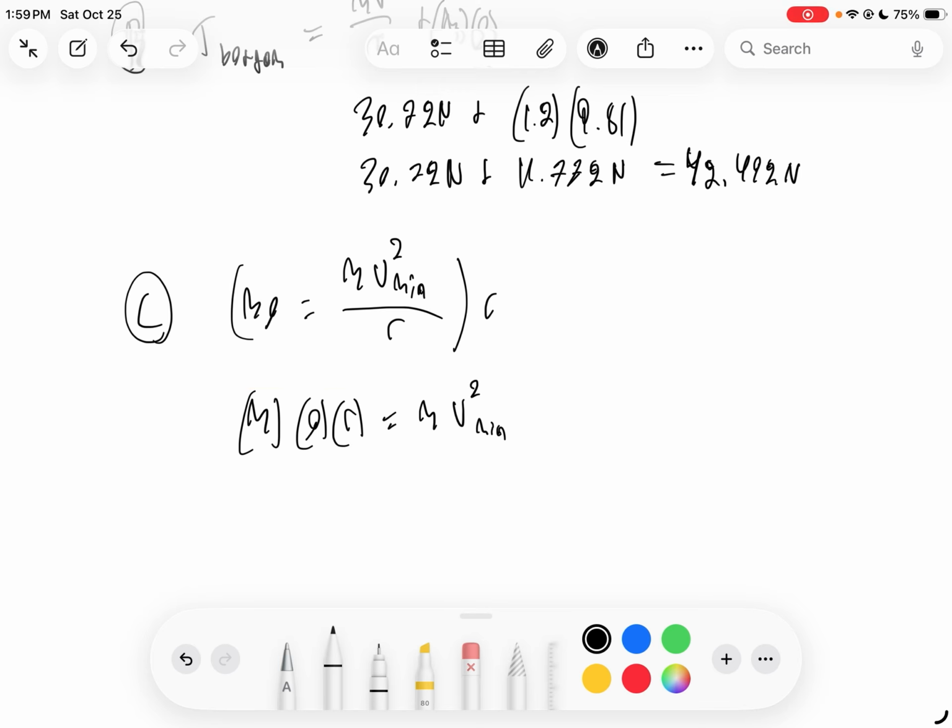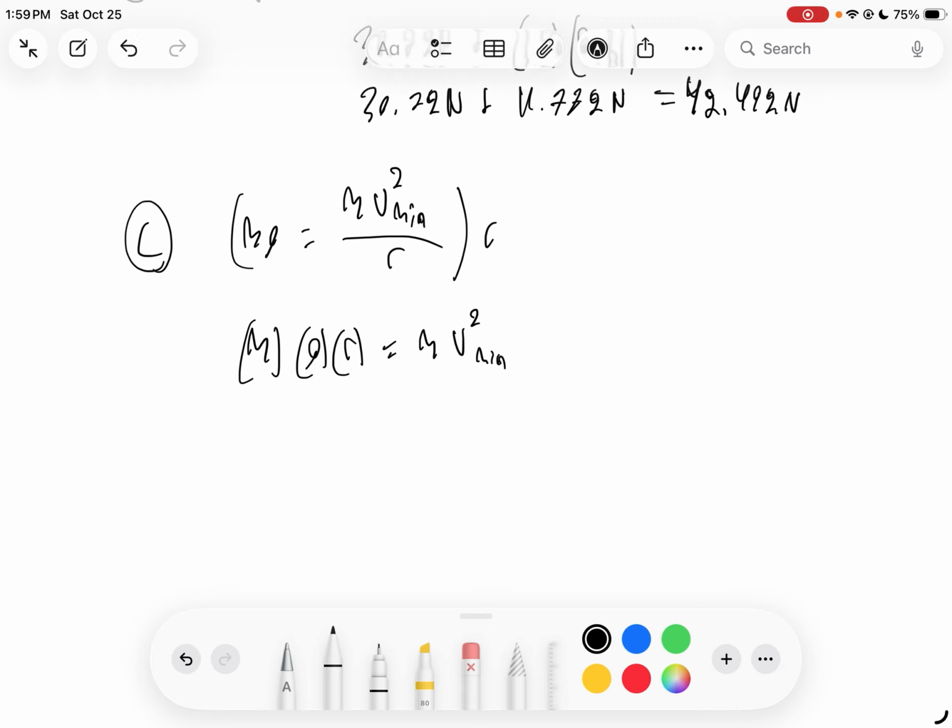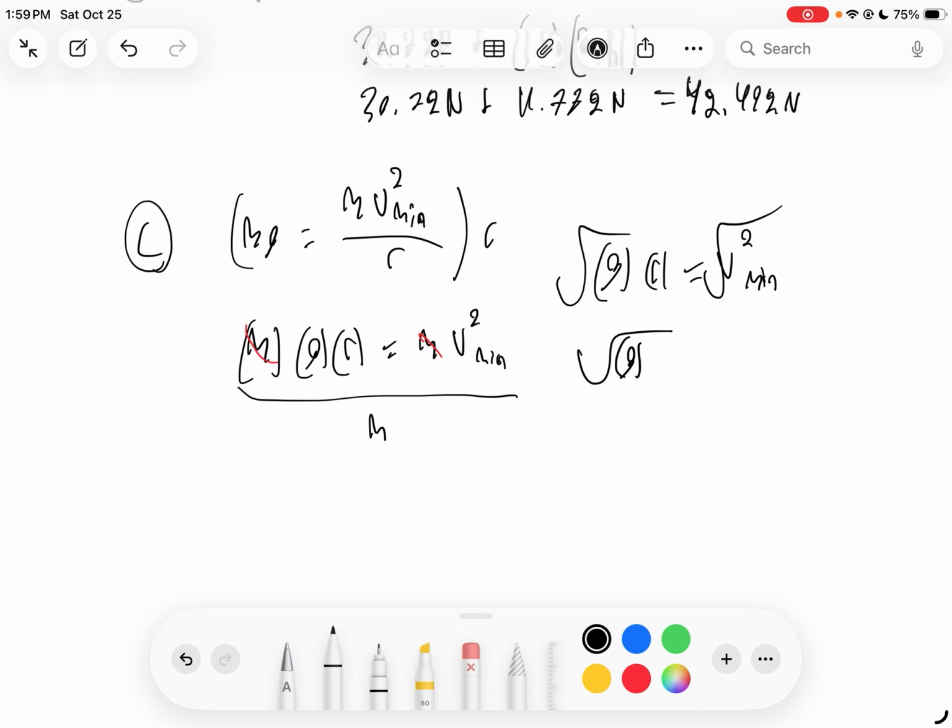Now, one thing you might notice immediately, which I didn't, is that mass is on both sides, which means we can cancel it. So these values go bye-bye. Then we just get gravity times the radius, which equals the minimum velocity squared. We just want velocity, not that value squared, so take the square root of both sides. So the square root of gravity times the radius equals the minimum velocity.